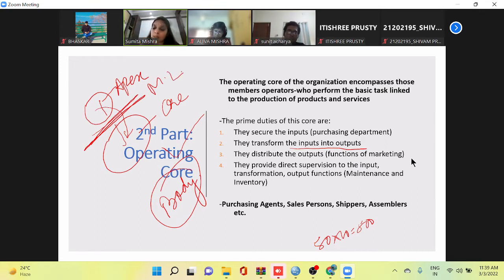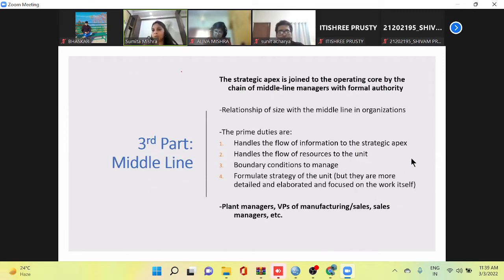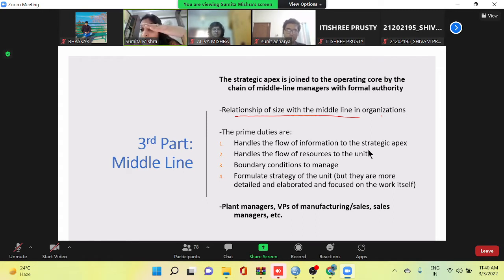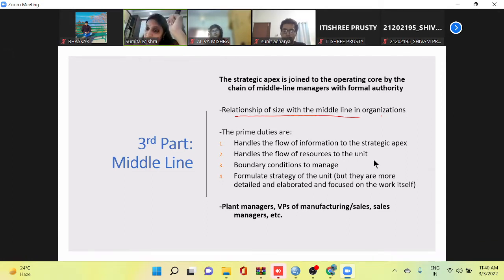So now let's look at the third part. When we are talking of the third part of the organization, you should understand this point I have put: the middle line is completely dependent on the size of the organization. So always remember, don't think that every organization will have a middle line. Organizations have a middle line when their size is big. That means the apex cannot directly supervise the work of the core, so they create a third layer between the apex and the core, which connects the apex to the core. That part is called the middle line.